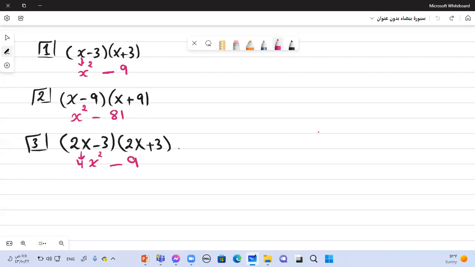Another one. How do you do it, how did you make it one? 2x multiply 2x. You only solve one of them. This is a very easy way, okay? 2 multiply 2 will be 4, times x squared.